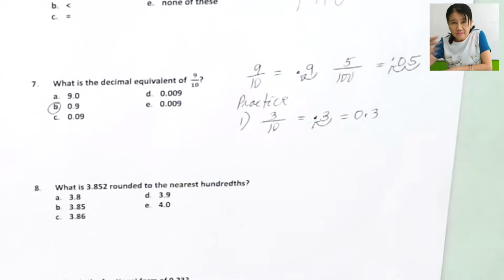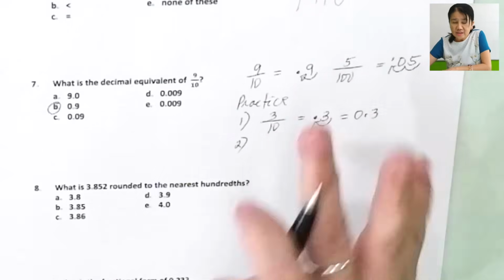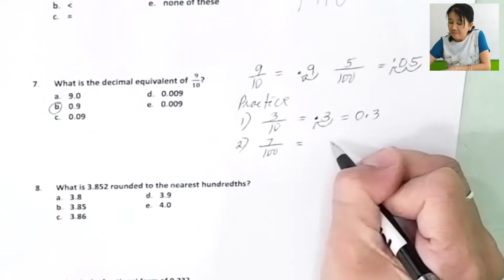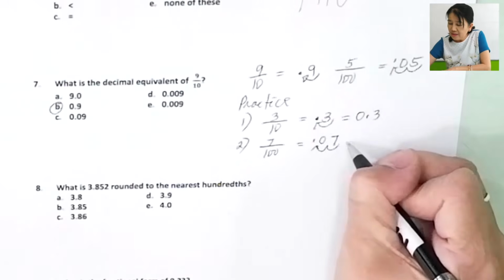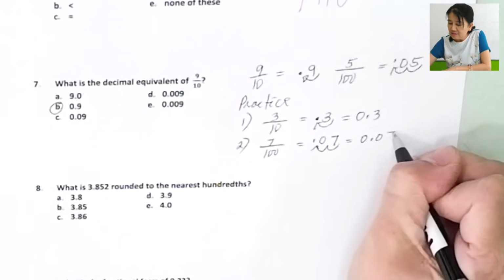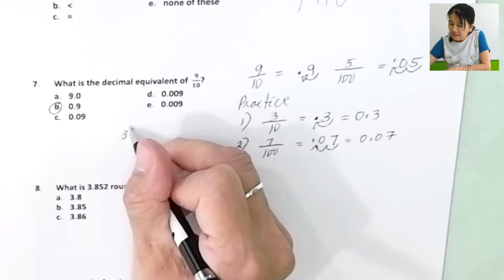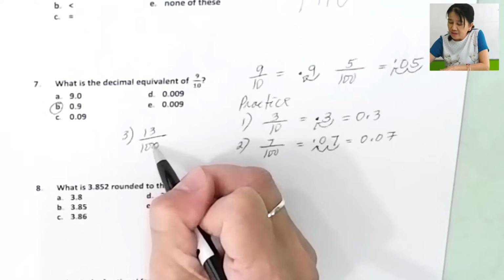Now, let me give you practice exercises. Fast, this is fast, okay? Let's say 7/100. Copy 7, move it, 1, 2. So your final answer is 0.07. Problem number 3. Oh, here, let me write it here. Let's say we have 13/1000.